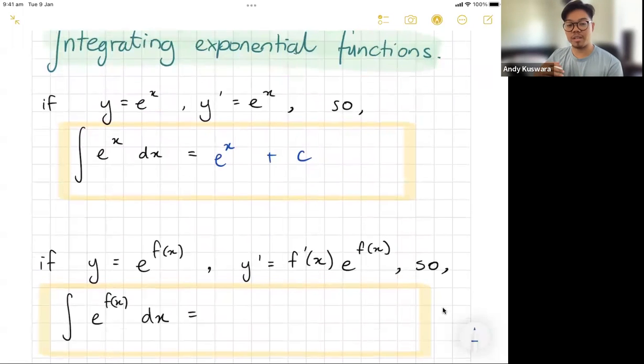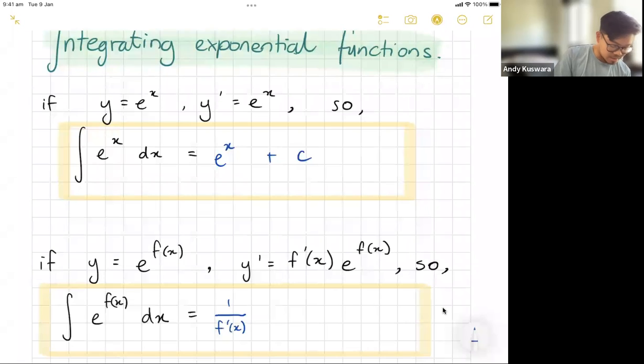Now, if we've got an exponential that's raised to no longer just an x, but maybe a 2x or a 2x squared or something fancy, we know that if it's e to the f(x), your derivative comes down the front, then you multiply it by the original function. But if you have e to the f(x) dx and you integrate that, what you should get is 1 on f dash x. So instead of multiplying by the derivative, this time we're going to divide by the derivative, and then the rest will stay the same, plus c. So it makes a lot of sense.